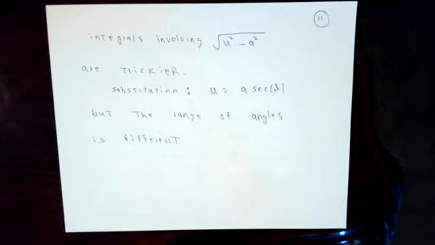The remaining case, where you have quantities involved, u squared minus a squared, we're going to make a substitution, all right. We're going to do u equal a secant of theta, but we run into a problem that we haven't run into before. We need to talk a little bit about the secant function.